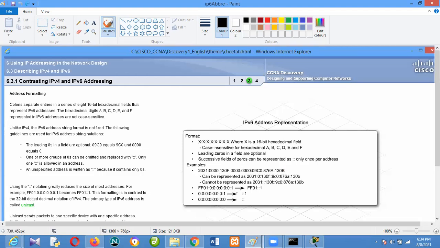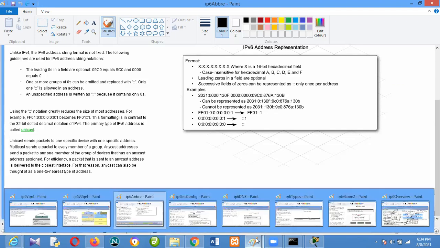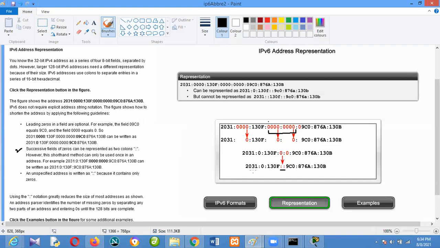If you look at this place now, how many fields of zeros? Okay, before we go back to this, let's talk about this. When you look at this number now, you can actually take it back to this.